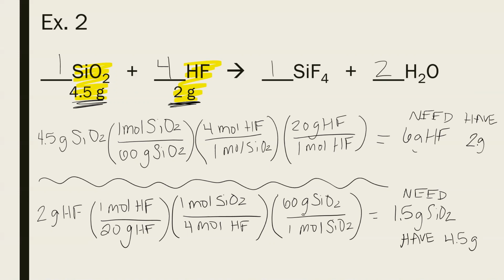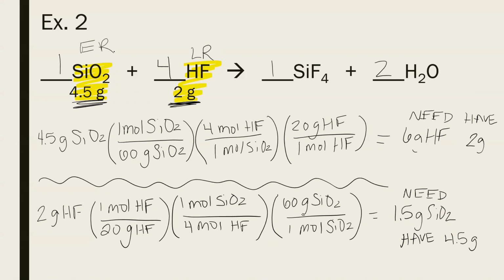Think of it like money. I need $6. I have 2. Can I buy it? No, I'm limited. So HF is going to be the limiting. By default, SiO2 should be the excess.